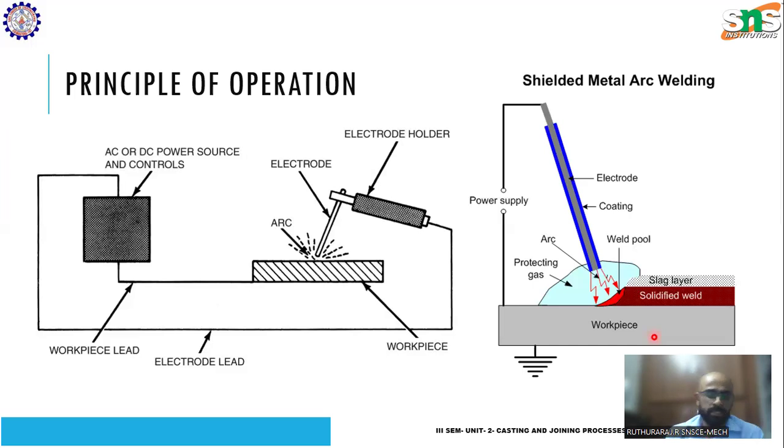The flux is nothing but calcium carbonate. When calcium carbonate reacts with heat, it produces carbon dioxide. Carbon dioxide is an inert gas, and it is also higher in density compared to oxygen. So it surrounds the welding region and flushes out the oxygen. That is the reason it is called the shielded metal arc welding process. Carbon dioxide surrounds the welding region and prevents oxygen from entering, hence iron oxide formation is prevented. That is the purpose of flux.